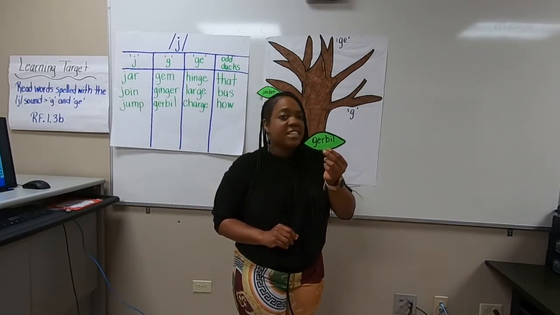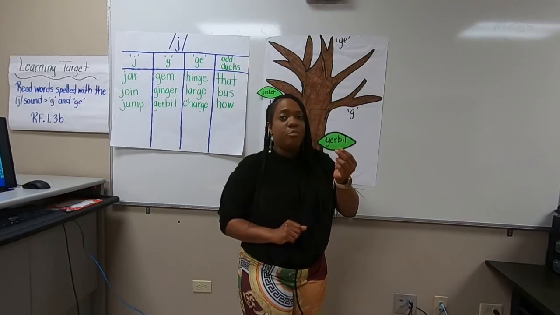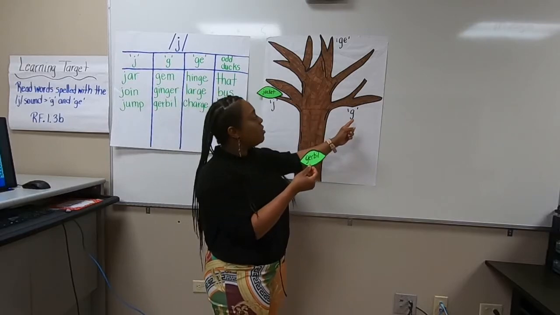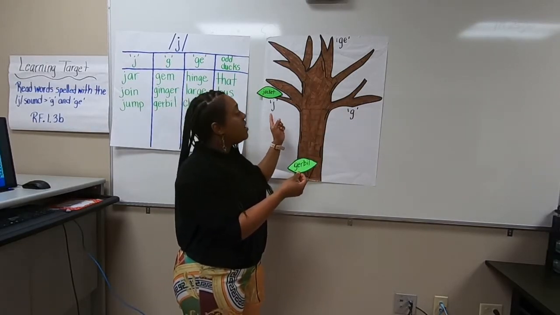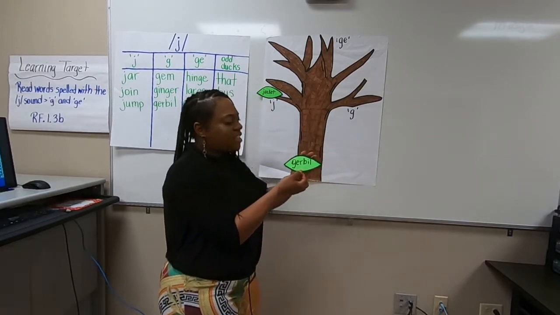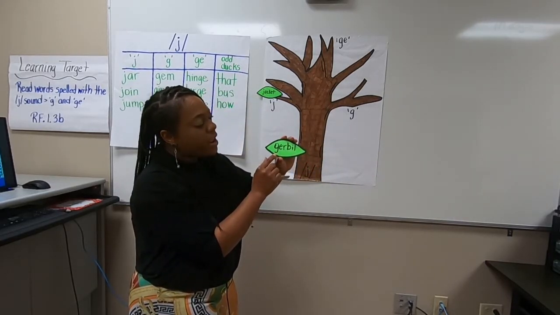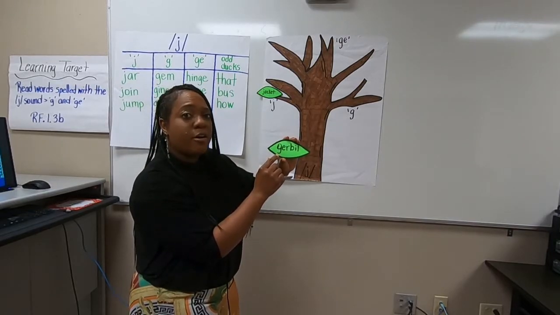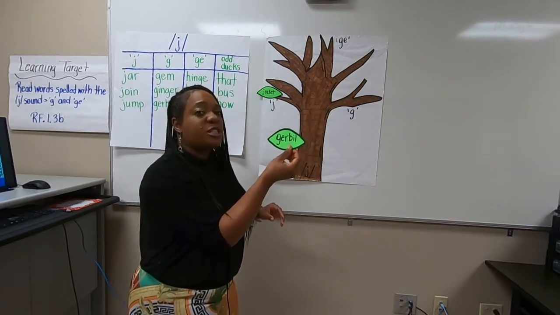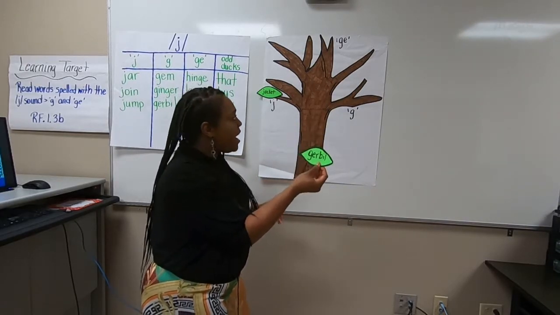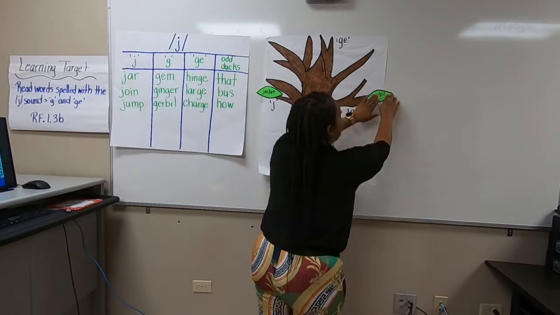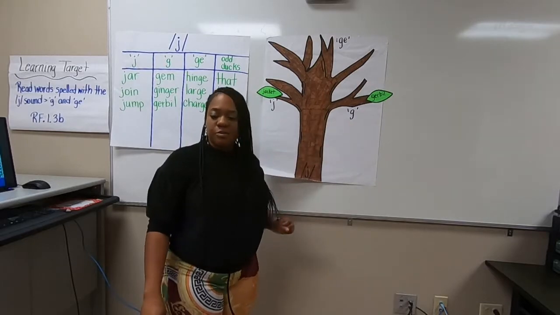Gerbil. Yes, and the sound is at the beginning of the word. So we know that it's either going to be the letter J for J or G that says J. So let's look at the beginning of our word, and we see that it has the letter G, correct? So where does it go on our spelling tree? Absolutely correct. Gerbil is gonna go on the J tree branch.